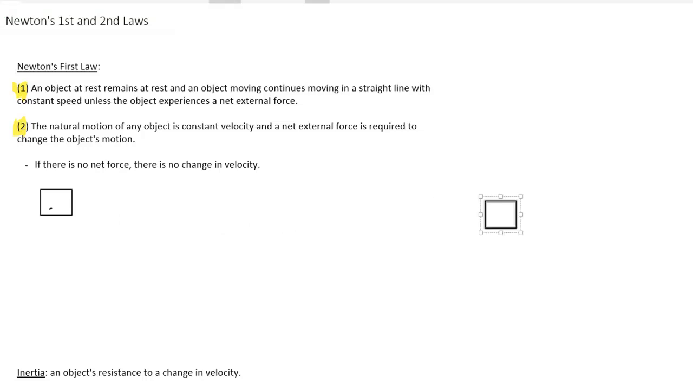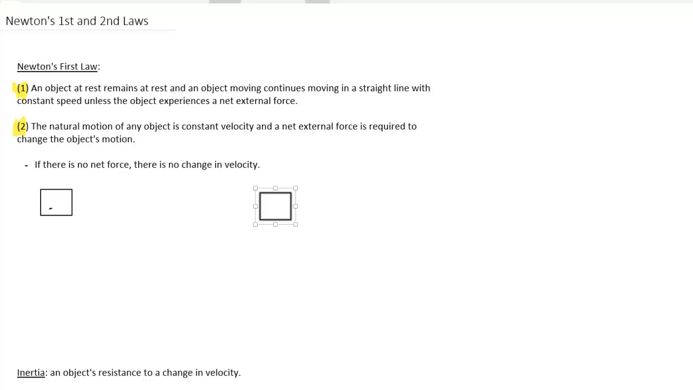Remember, the velocity is a vector, and so there are three ways in which it can change. It can speed up, it can slow down, or it can change directions. So when this object speeds up, obviously it's at rest, and then it speeds up in this direction, then it experiences an acceleration or a net force. Also, if it changes direction, it experiences a force as well. So if an object speeds up, slows down, or changes direction, then it experiences some net external force.